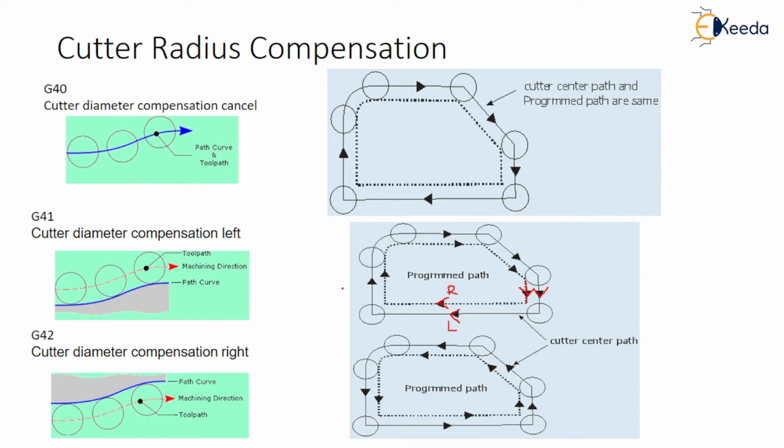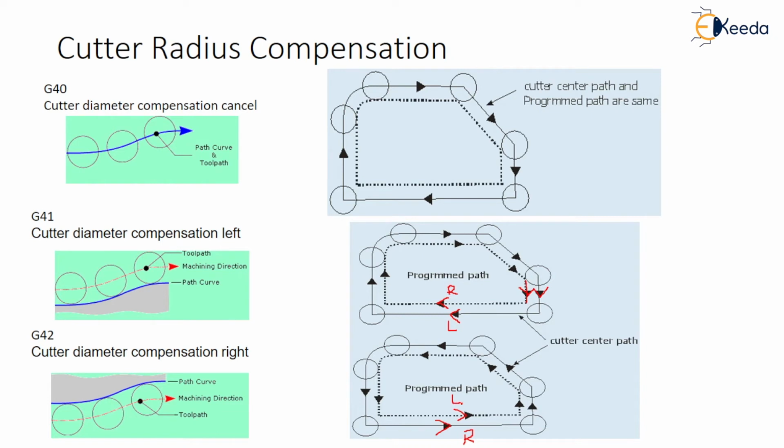If you place your hand on both sides, suppose the right side is above and the left side is below. So the cutter radius path is passing to the left side. So it is cutter diameter compensation left or cutter radius compensation left. Okay. Then here, if you observe both the path arrow marks, the right side path will come here and the left side path will be going here.